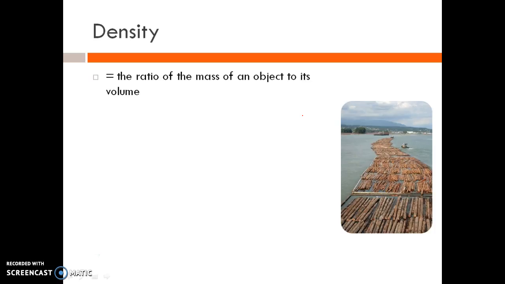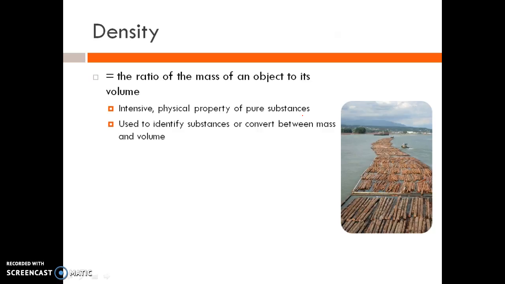and we see these logs floating along the river here after these trees have been chopped down. And density is an intensive property, meaning that it doesn't depend on how much of a substance we have. This is a physical property of pure substances, so we can use it to identify what a substance is, or we can use density to convert between mass and volume.